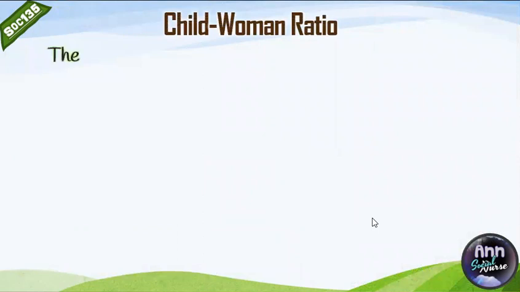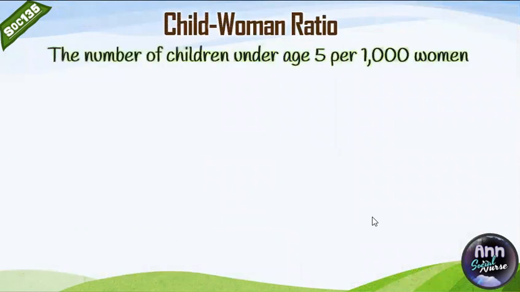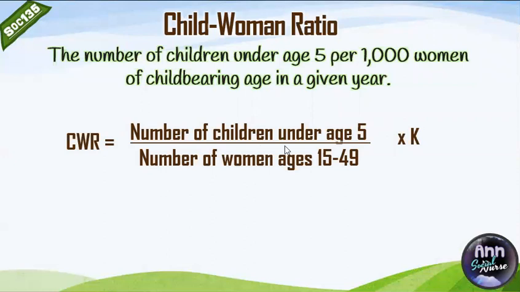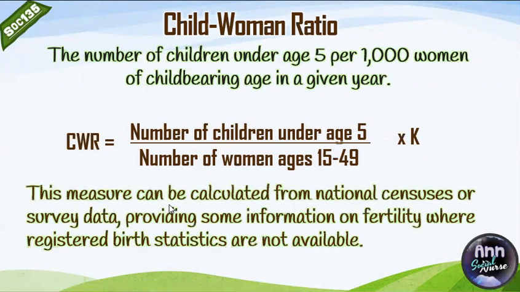Okay, the child-woman ratio: the number of children under age 5 per 1,000 women of childbearing age in a given year. So this is the formula: number of children under age 5 over number of women ages 15 to 49, multiplied by 1,000. This measure can be calculated from national censuses or survey data, providing some information on fertility where registered birth statistics are not available because it's just the number of children under the age of 5.